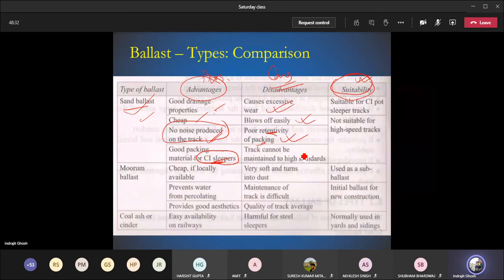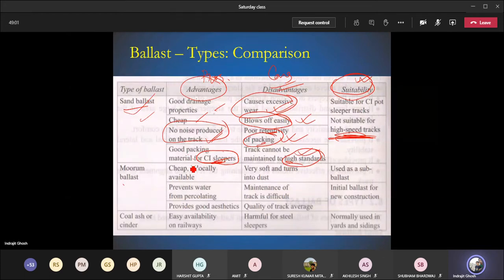Track cannot be maintained to high standards. So at regular intervals, you need to make sure that the packing is good. So it cannot be maintained to a very high standard, not suitable for high speed track. Mainly, it will be blowing off, it will be causing excessive wear, there will be packing related problems. High standard is not possible to be maintained, so it cannot be used for the modern track.